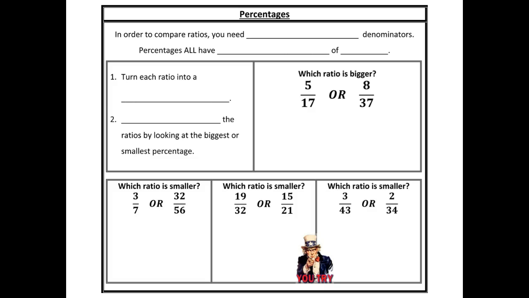Another way to compare two ratios is to make a percentage out of each. Since ratios are just fractions, we know how to turn a fraction into a percentage. We've already discussed how in order to compare ratios, you need common denominators. We also know percentages all have denominators of 100. So if you turn your ratio into a percentage, you're automatically creating a common denominator of 100 every single time. We start this process by turning each ratio into a percentage.